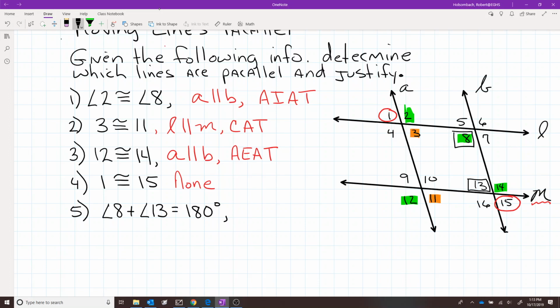It makes angle 8 and 13 same side interiors, also consecutive interiors. And if consecutive interior angles are supplementary, then line L is parallel to line M. So that's the statement you can make here, that L is parallel to M. And you justify by saying same side interior, or we're going to call it consecutive interior angles.